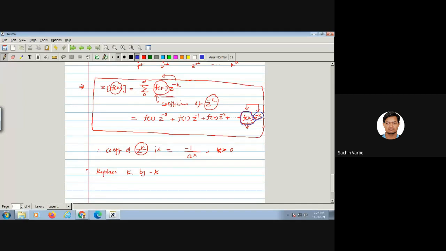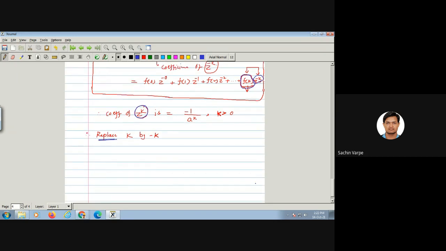और हमें मिला क्या है? z raised to plus k का coefficient मिला है. हमें चाहिए z raised to minus k का. So to get the required coefficient, what we are doing? We are replacing k by minus k. So therefore, by replacing k by minus k, what I'll get? The required f of k, and that is equal to minus 1 upon a to the power minus k, where minus k is greater than 0.